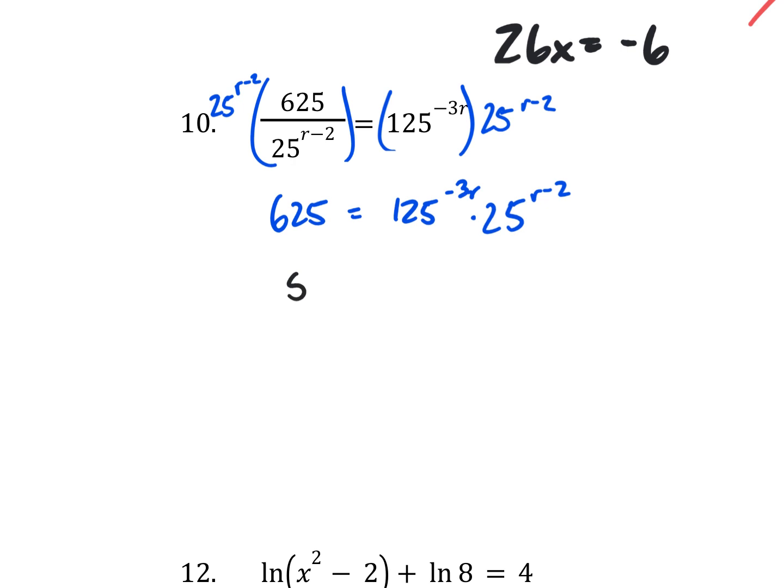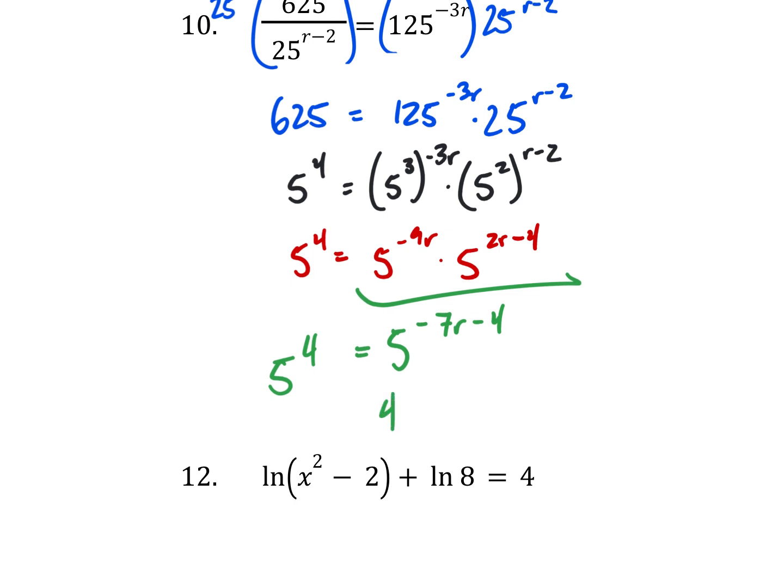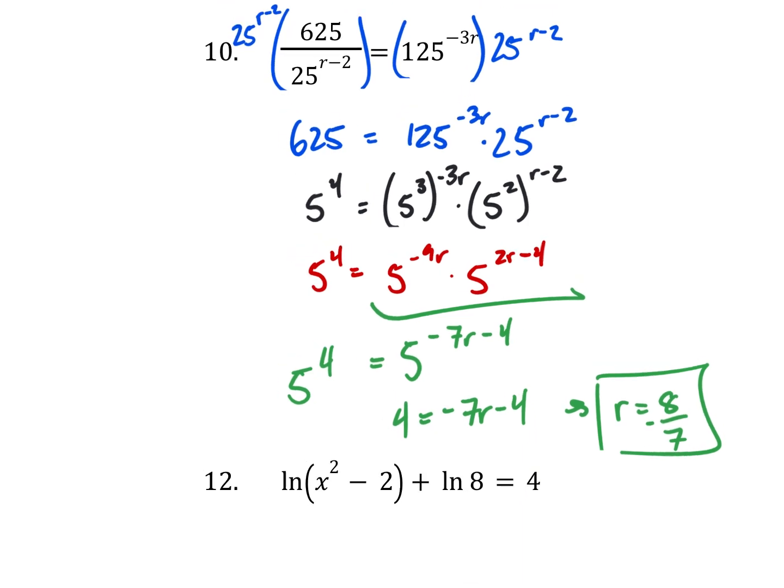625 is 5 to the 4th. 125 is 5 to the 3rd. And then 25 is 5 squared. So then we can apply those same rules as we just did on the last problem. We get 5 to the 4th equals 5 to the negative 9r times 5 to the 2r minus 4. And then we can combine those by adding those exponents right here. So we get 5 to the negative 7r minus 4 equals, sorry, 5 to the 4th. And so then we can conclude that 4 equals negative 7r minus 4. And we'll end up with r equals negative 8/7. That one should work just fine as well.